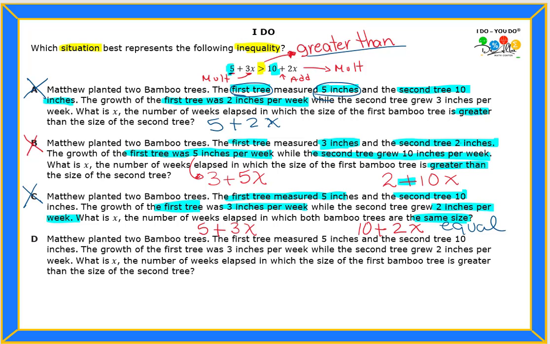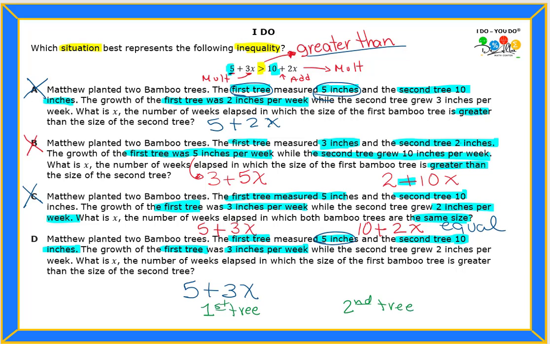So let's check it out. It says Matthew planted 2 bamboo trees, which is what we talked about a few minutes ago. The first one, this is the first tree, was 5 inches, and the second one was 10 inches. The growth of the first one was 3 inches per week. So who's the first one? The one that has the 5 inches, right? Plus 3x. Okay, so this is my first tree, right? What about the second one?